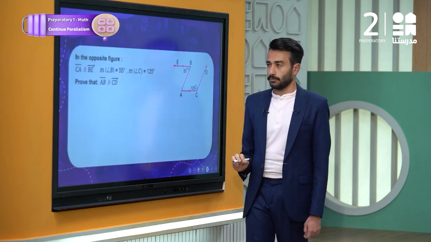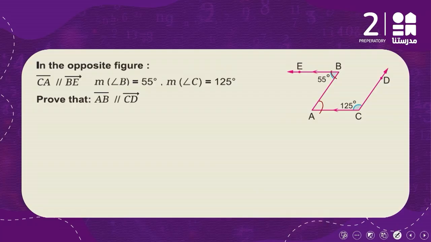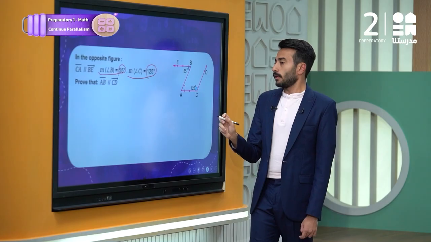Let's start with this question. In the opposite figure, CA is parallel to BE. Measure of angle B equals 55. Measure of angle C equals 125. Prove that AB is parallel to CD.